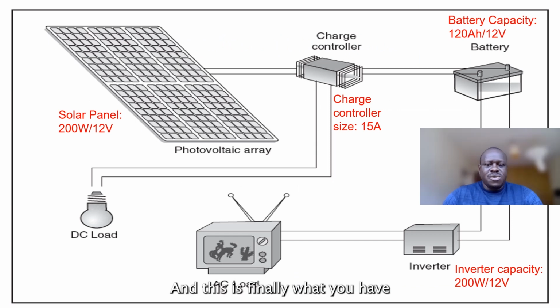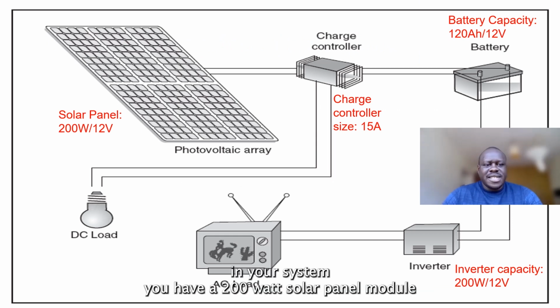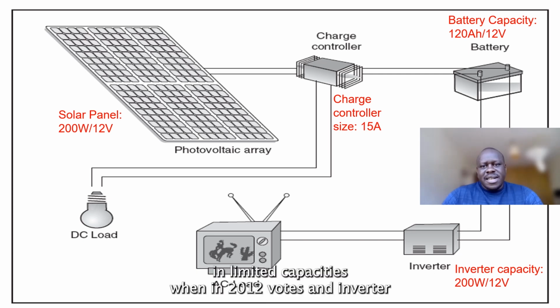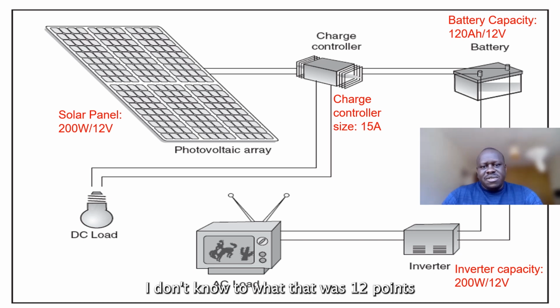And this is finally what you have in your system. You have a 200 watt solar panel or module of 12 volts, and a charge controller, you put in 15 amps, and the battery capacity is 120 ampere hour at 12 volts, and an inverter again of 200 watts at 12 volts.